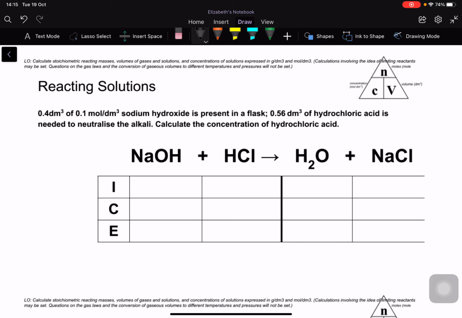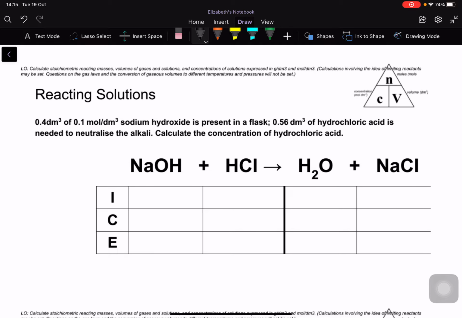Okay, now we need to get into stoichiometry for solutions. This is where they'll usually give you a concentration and a volume of one, and then a volume of the other, and you have to find the concentration. The way this works is, in our table, all we can put is moles. Remember that ICE tables only accept moles.